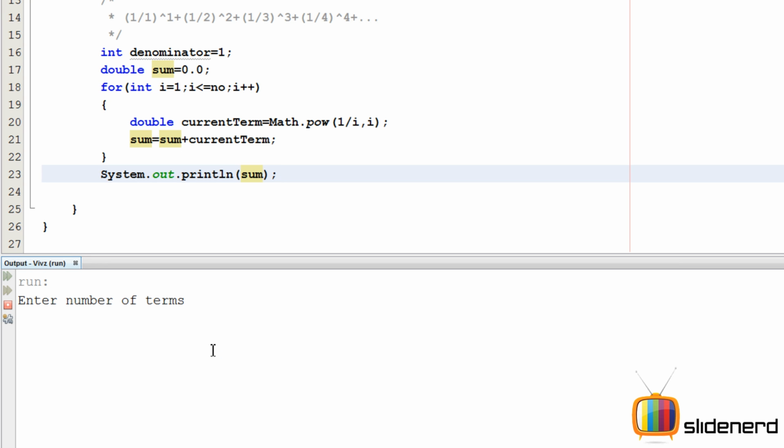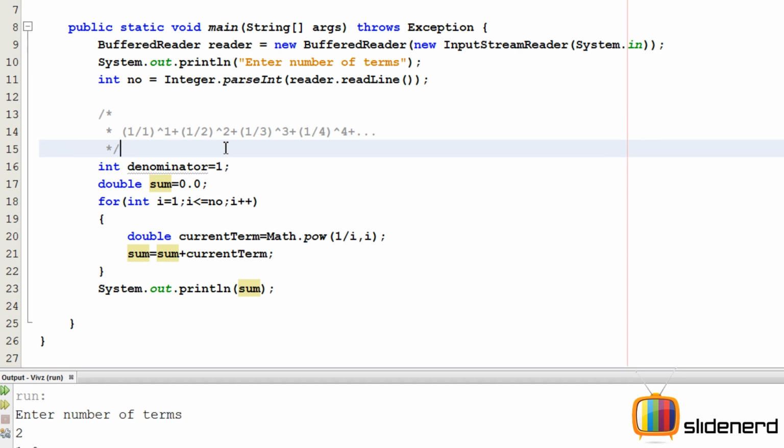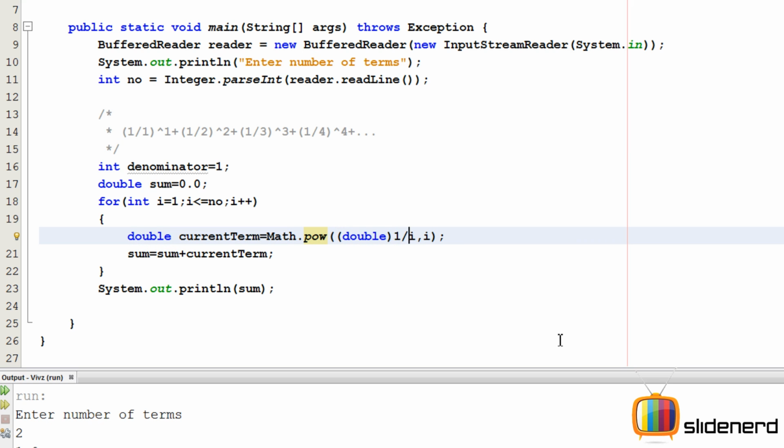Now when the number of terms is 2, it's gonna be 1 plus half squared, which is 0.5 squared. It's actually wrong. It should be giving us 0.25 plus 1. We need to typecast this inside, I think, because it's again taking 1 by I as an integer over here. 1 is an integer, I is an integer. Java automatically takes integer division when it sees two integers like this. So you have to typecast this to double to make the answer come properly.